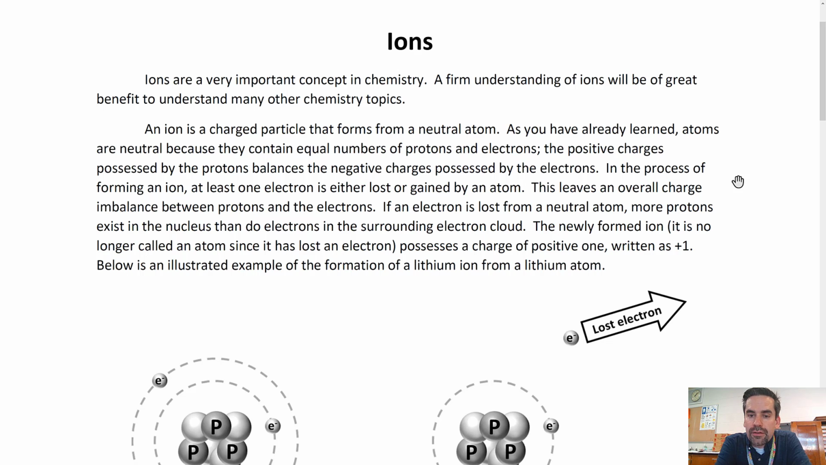If an electron is lost from a neutral atom, more protons exist in the nucleus than do electrons in the surrounding electron cloud. The newly formed ion, it is no longer called an atom since it has lost an electron, possesses a charge of positive 1, written as +1. Below is an illustrated example of the formation of a lithium ion from a lithium atom.